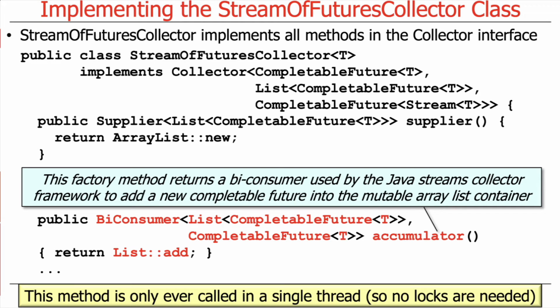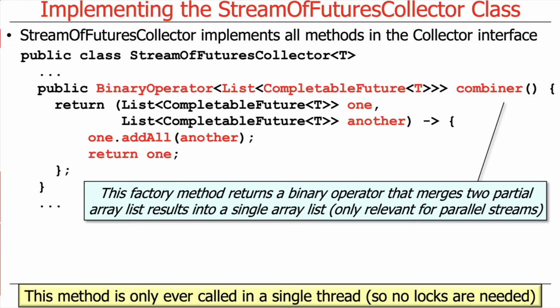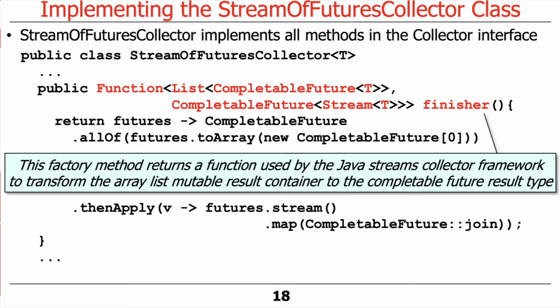The accumulator will just add the next item in the stream to the list that is being used. This is only ever called in a single thread, so there's no need to have any locks. This is a non-concurrent collector. Here's the combiner, which could be used if we were using parallel streams. We're not using parallel streams in this case, but we need to do this anyway, just in case we would use parallel streams. And that just returns a binary operator that merges two partial array list results into a single array list. And then here's the finisher.